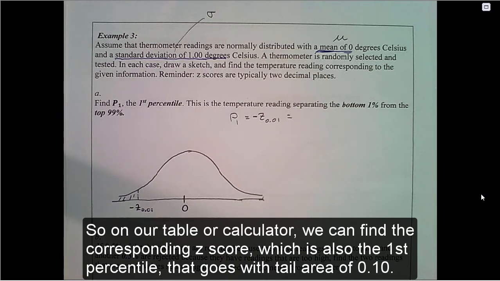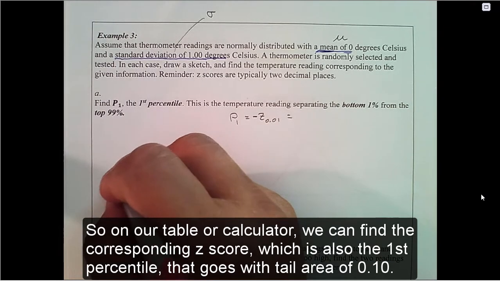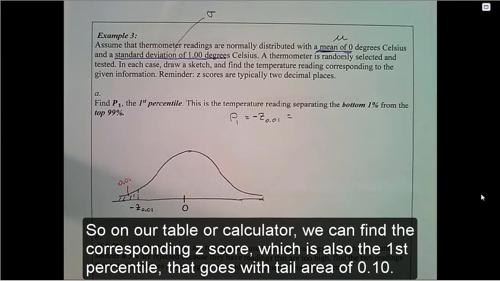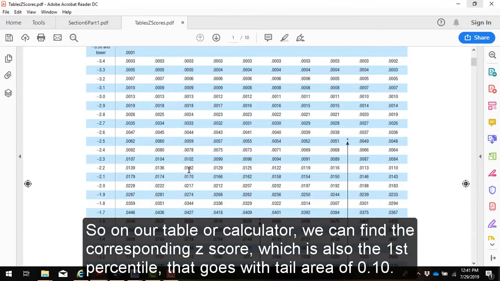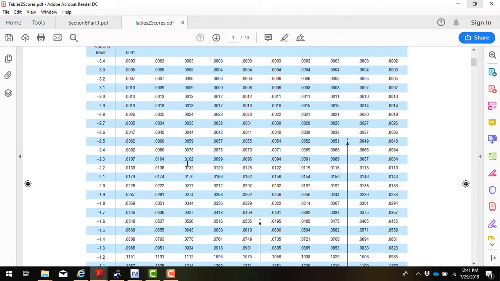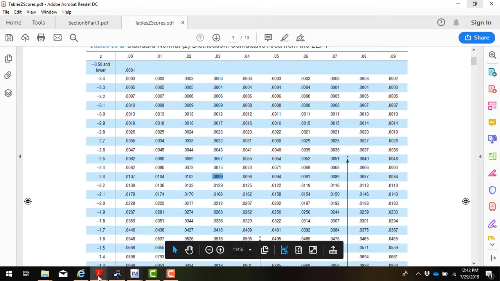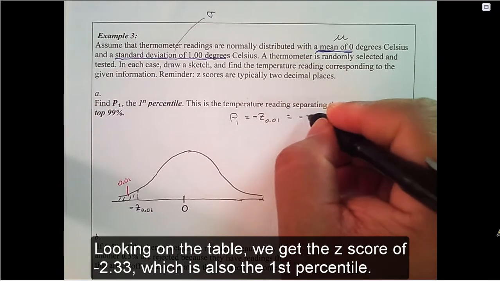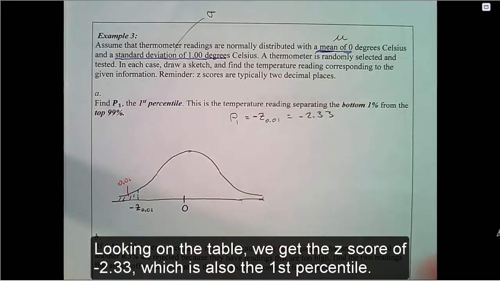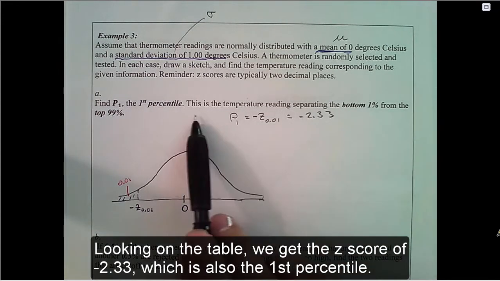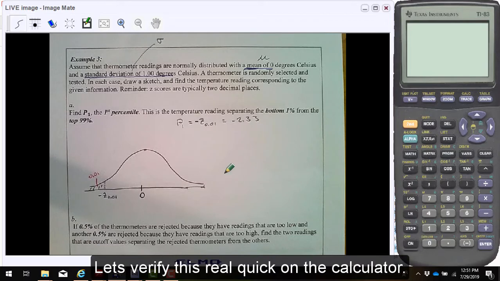So on our table or calculator, we find the corresponding z-score, which is also the first percentile. That goes with tail area of 0.01. Looking on the table, we get the z-score of negative 2.33, which is also the first percentile. Let's verify this real quick on the calculator.